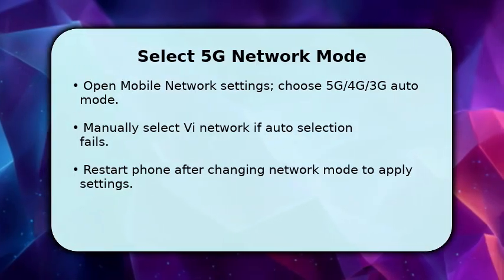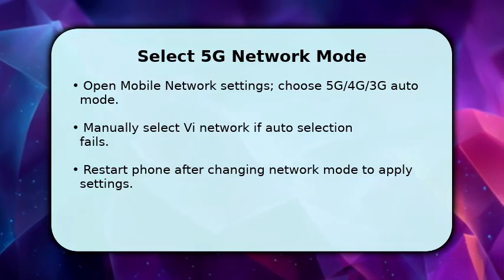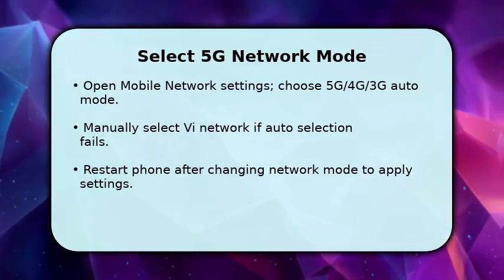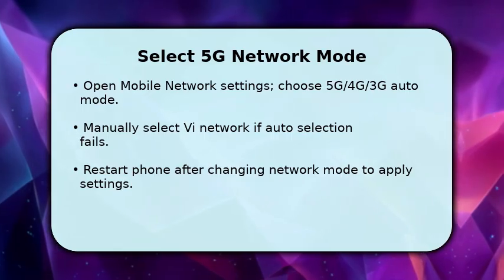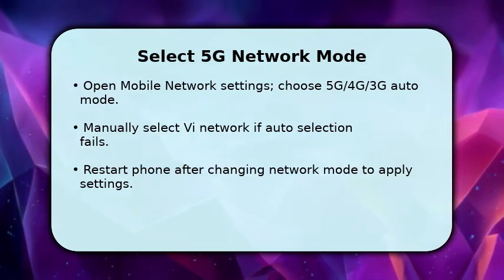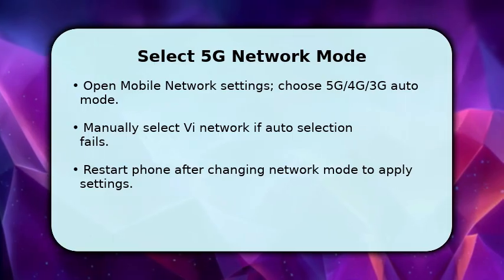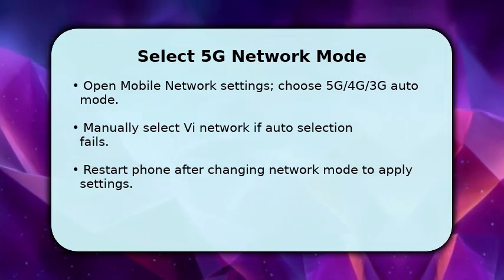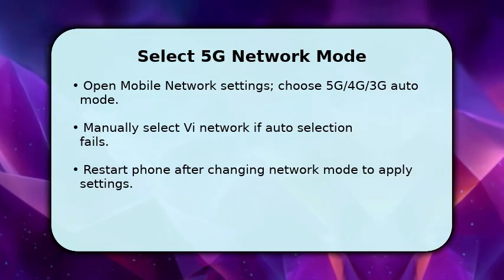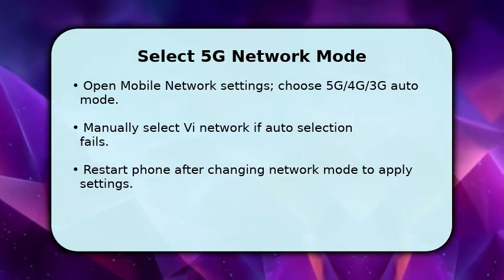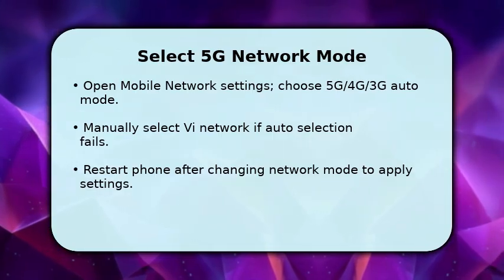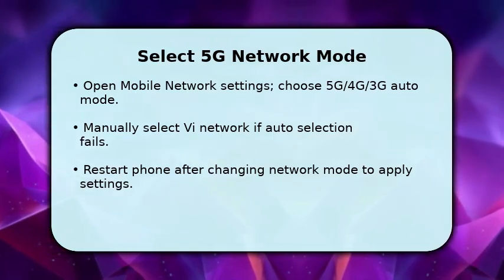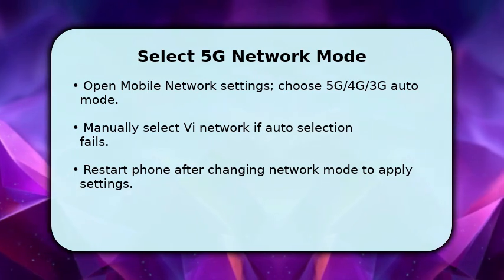Go to Mobile Network Settings and pick 5G/4G/3G Auto so the phone can fall back when needed. If you still don't see 5G, manually search networks and select VI to force re-registration. This helps when the phone sticks to a previous operator. Once chosen, restart the device to apply the change. That triggers fresh registration with local 5G cells and ensures your SIM negotiates the correct band and NR settings.